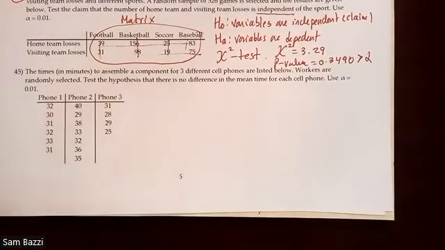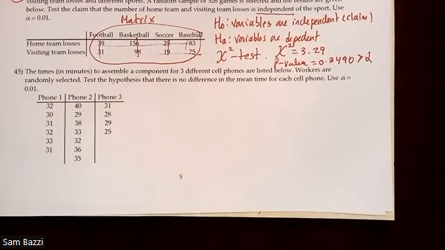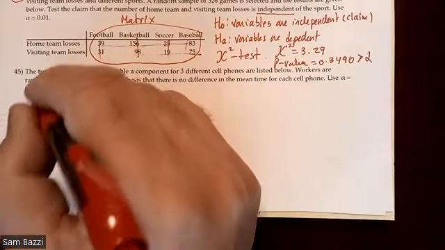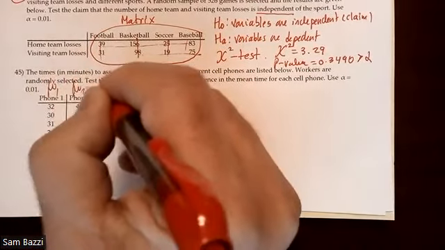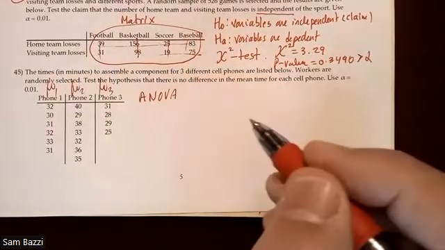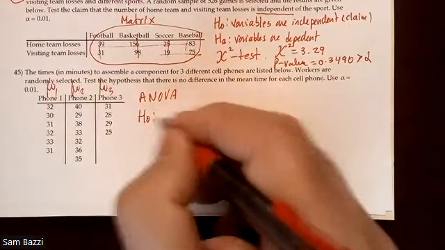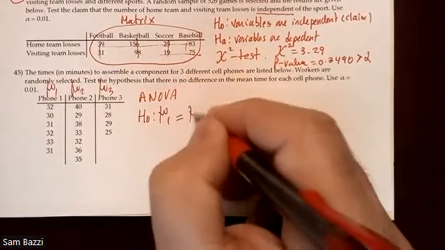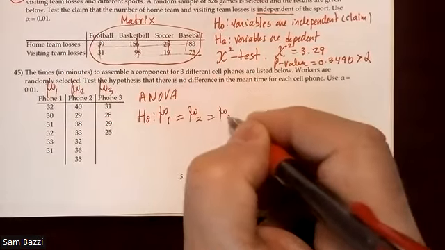Now, next one. This is ANOVA, analysis of variance. The time in minutes to assemble a component for 3 different cell phones are listed below. Workers are randomly selected. Test the hypothesis that there is no difference in the mean time for each cell phone. When you compare 3 means, guys, like this, mu1 and mu2 and mu3, we use a test. It's called ANOVA. And let me show you how to set it up. First of all, this is how you set up the null hypothesis. Mu1 equals mu2 equals mu3.